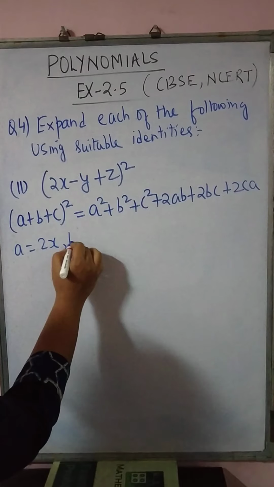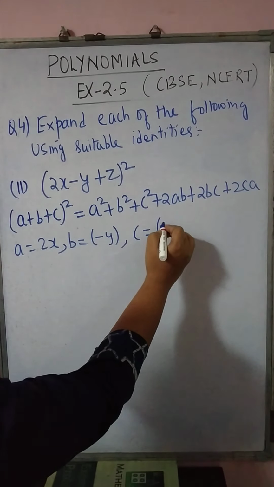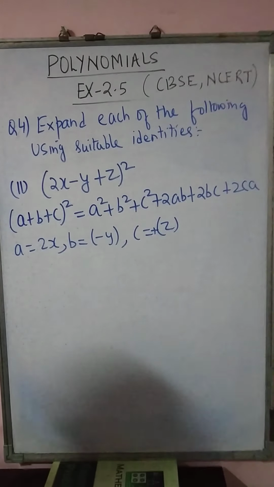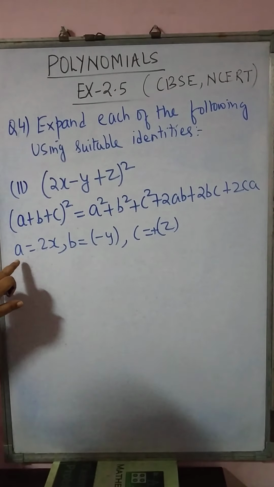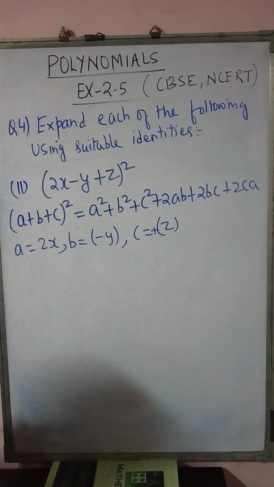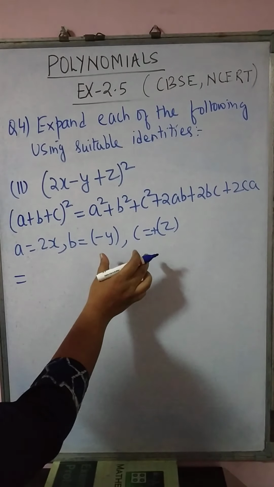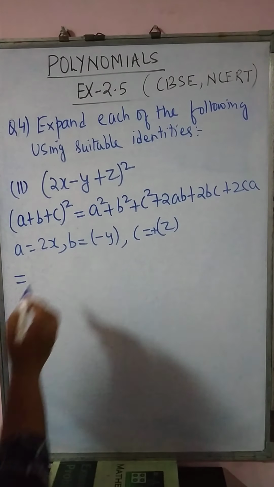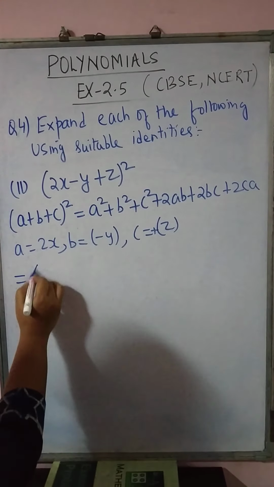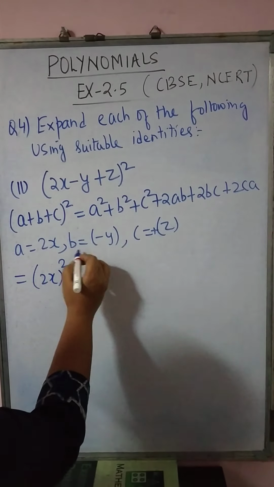Now what is a here? 2x. What is b here? Minus y. And what is c here? Z, plus z. So as you can see, I have taken the values of a, b and c along with the sign so that there should not be any error while solving. Now simply substitute the values of a, b and c in the given formula. So a is what? 2x. So 2x whole square.